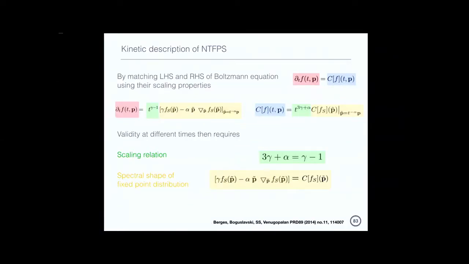One is this very, very simple scaling relation here, which comes from matching the time dependence on the left- and right-hand side. And the other one is this extremely nasty integral differential equation, which determines the spectral shape of this fixed point distribution, but no longer depends on time. So that just determines the spectral shape of this stationary distribution.